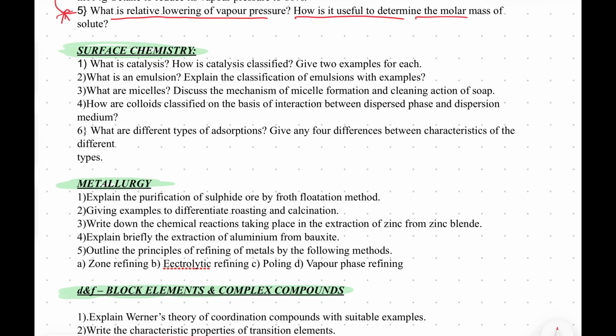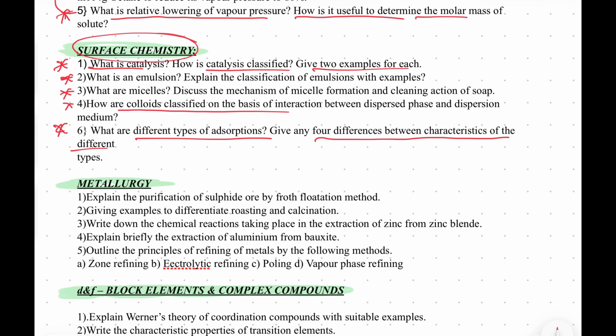Come to surface chemistry. Next one, surface chemistry. See, in this also very important questions are there. So the first one and the sixth one are most important. This question has been asked many times. Different types: physical adsorption and chemical adsorption. Next, catalysis and two types of catalysis. They are asking for one example of each. Right. Next, emulsions are also important. Micelles are also important. Colloids. So all these questions are important.